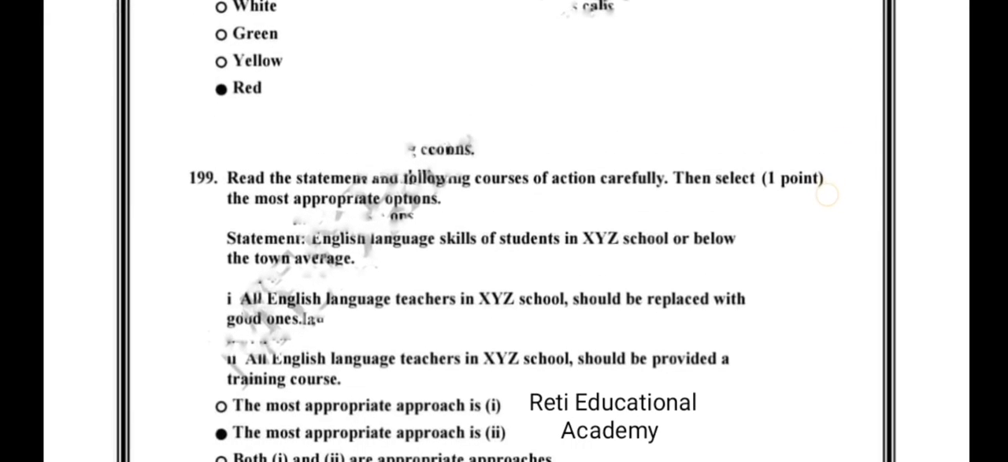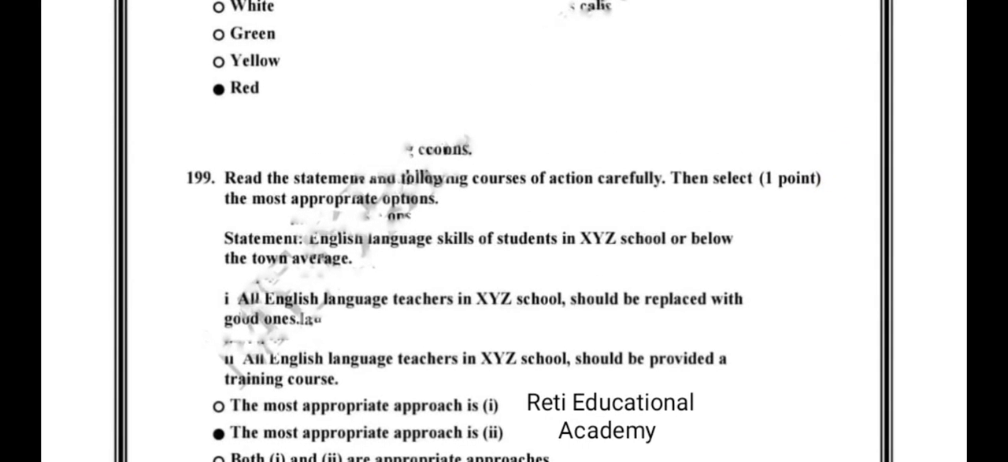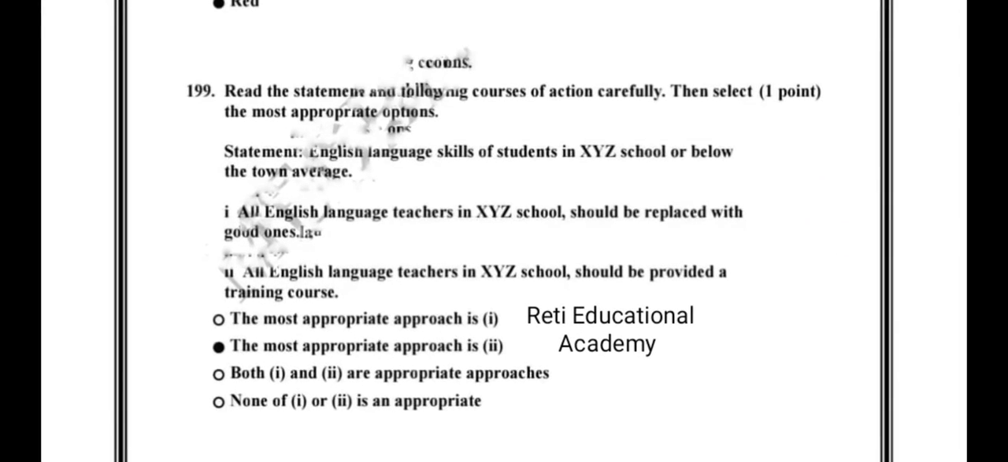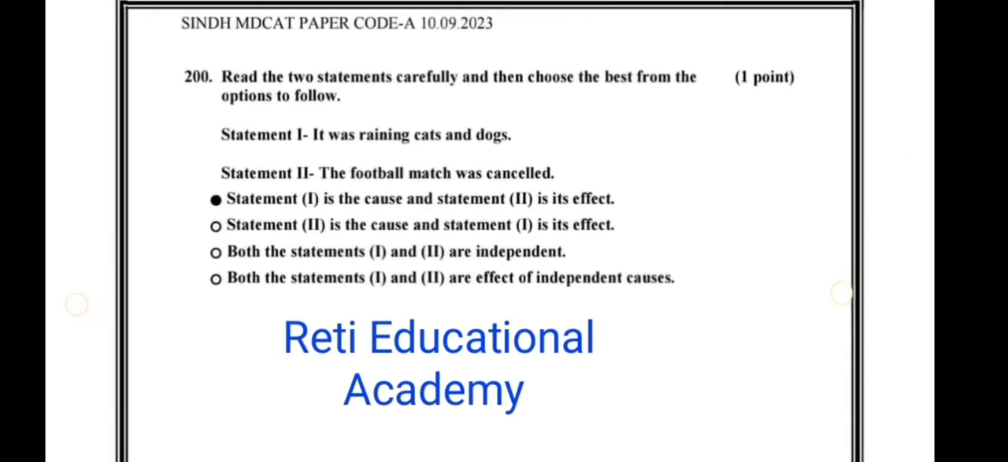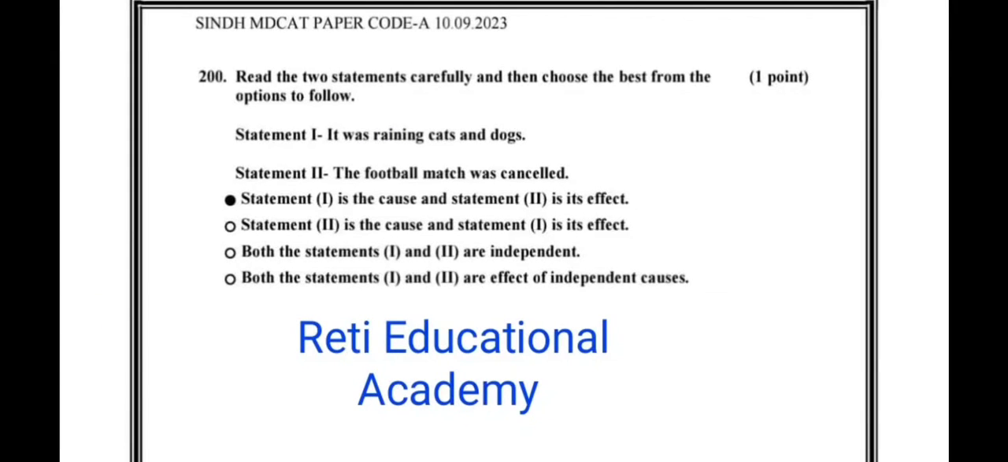Question number 199. Read the statements and courses of action carefully, then select the most appropriate option, and the correct option is the most appropriate approach is 2. Question number 200. Read the two statements carefully and then choose the best option. Statement 1. It was raining cats and dogs. Statement 2. The football match was cancelled. Statement 1 is the cause and statement 2 is the effect.